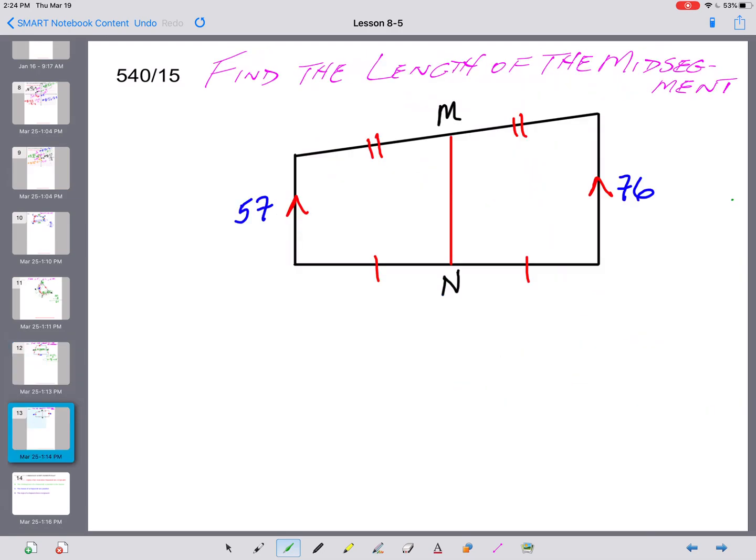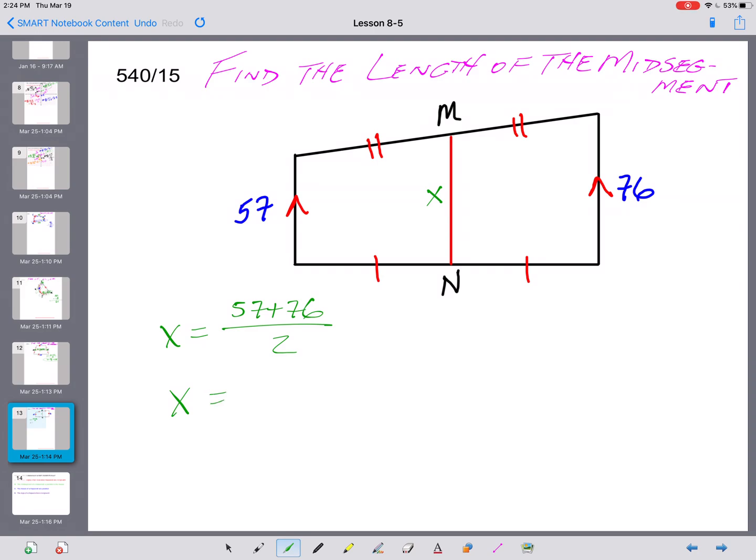Hey, same idea. There's the mid segment. They kind of turned it around. There's the mid segment right down in the middle. Hey, it's the average of the two bases. So here it is. Let's do it. 57 plus 76 divide by 2. The mid segment is the average of the two bases.